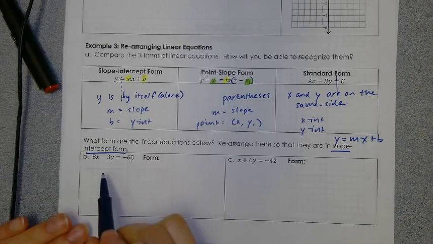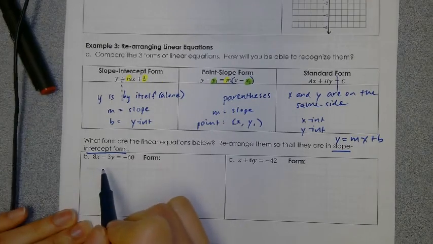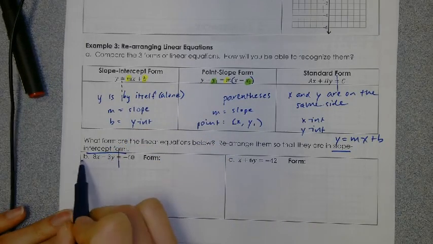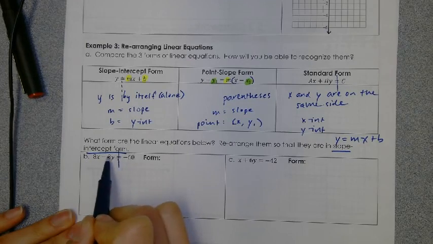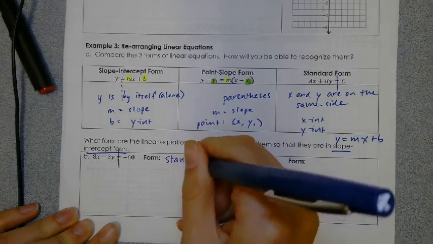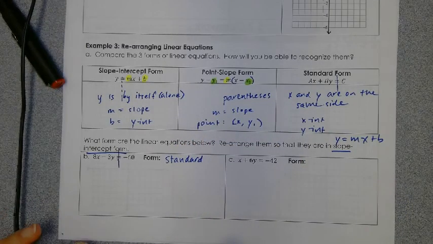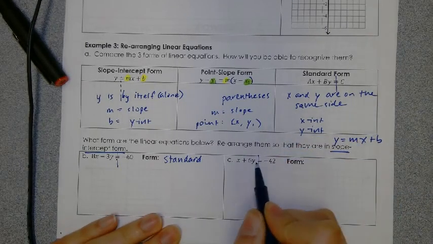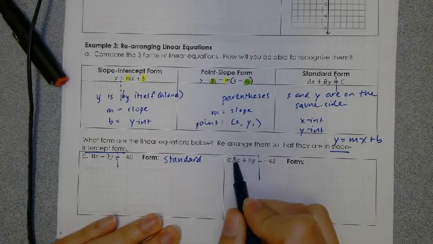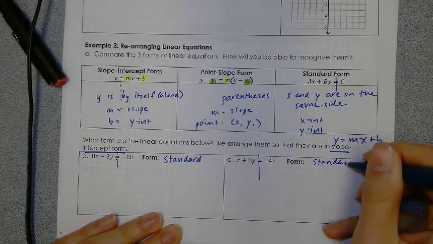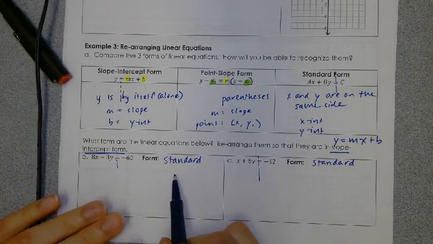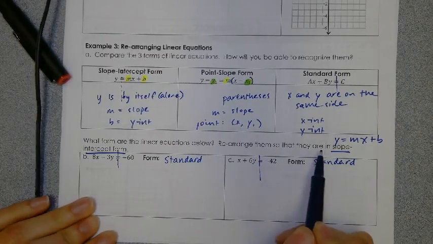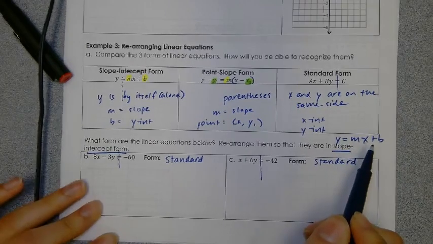Before we do that, though, let's identify what form they are in now. Well, I'm noticing in example B, x and y are on the same side of the equal sign. They're together on the left. That tells me this is standard form. The same is true in example C. Again, x and y are on the same side on the left together. That means this equation is also standard form. But now we need to change it. The question is asking us to rearrange them so that they are in y equals mx plus b form.